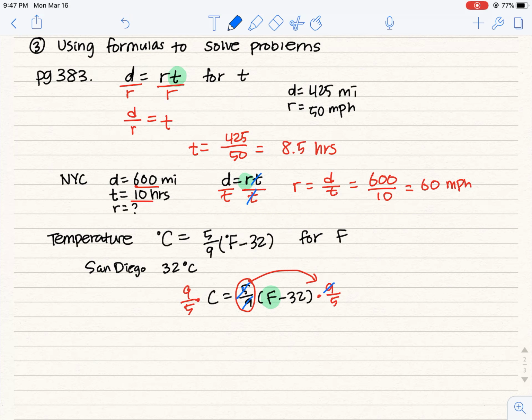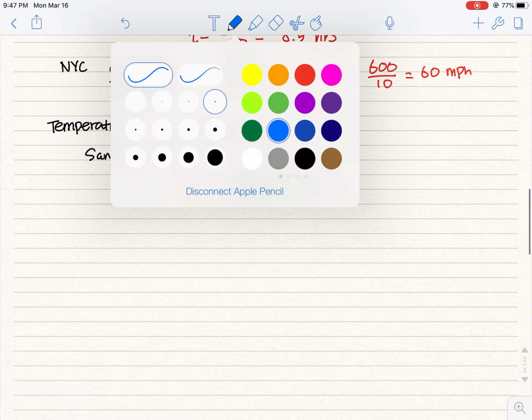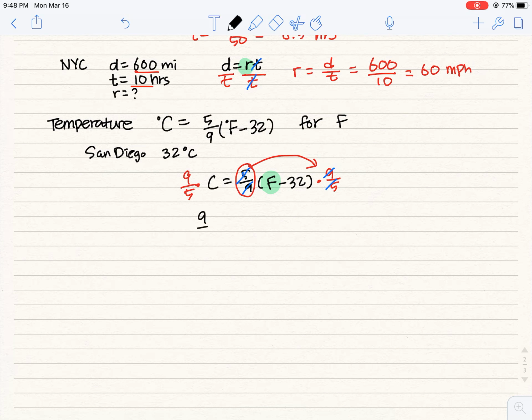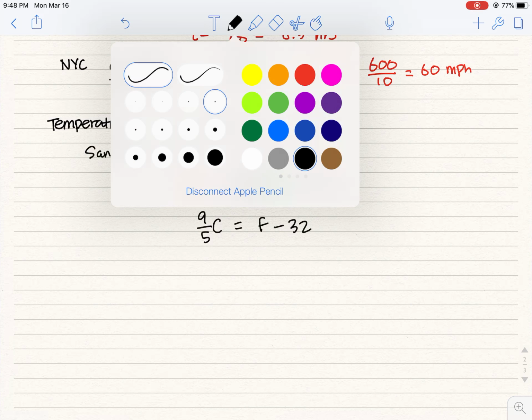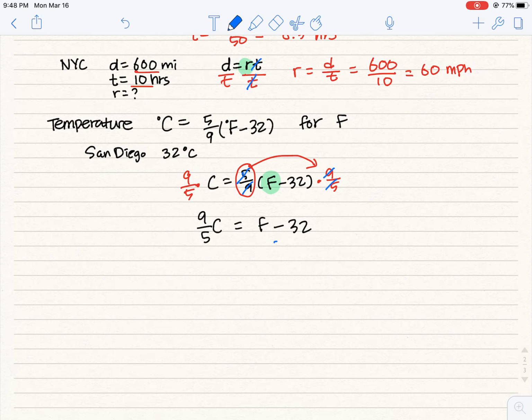So they cancel out, and I'm going to have 9 over 5 C equals F minus 32. Okay, and then after that, I just have to work on the inverse operation. Next to F, I'm going to just add 32. So my Fahrenheit is going to be 9 over 5 C plus 32. Okay, so now I have the formula.